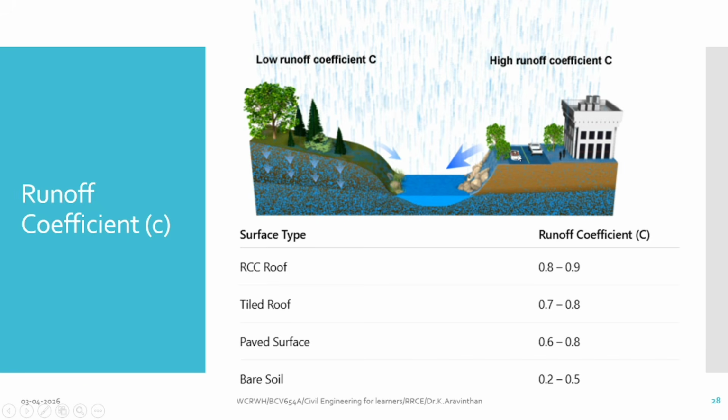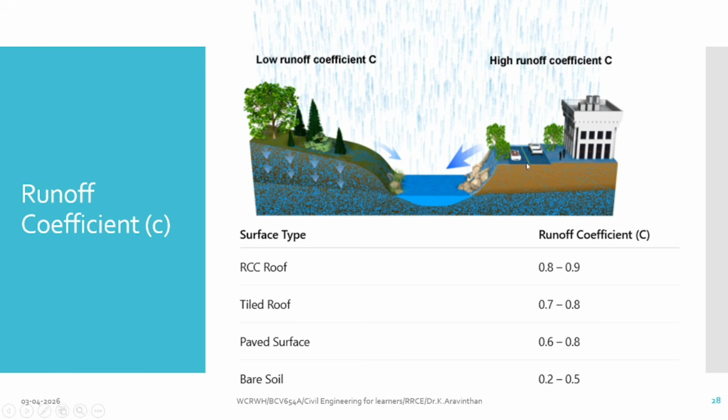Why? Because there is no point of percolation, no point of stopping the water. The rainwater immediately runs off. This kind of structure will have a high runoff coefficient. The RCC roof has the highest runoff coefficient, from 0.8 to 0.9. Tiled roof. This also comes in if the tiles are laid. Either it might be a parking tile or roof tile. It has a runoff of 0.7 to 0.8.